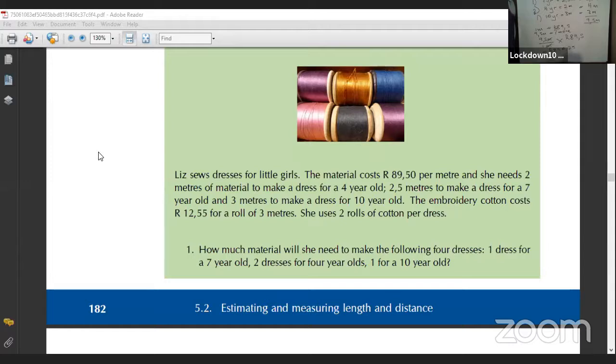We haven't included yet the amount to be paid for embroidery. This was only for the material. We're now going to include the amount for embroidery. Let's now calculate the amount to be paid for embroidery for each dress. We are told each dress.